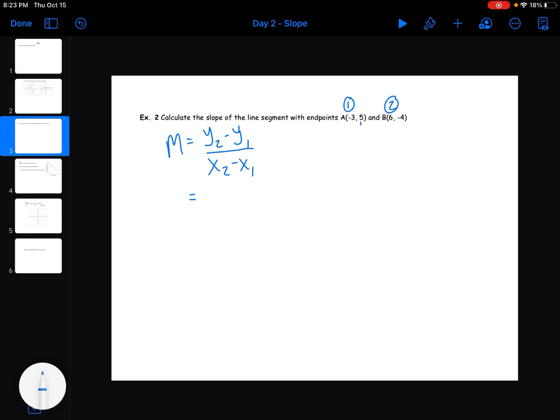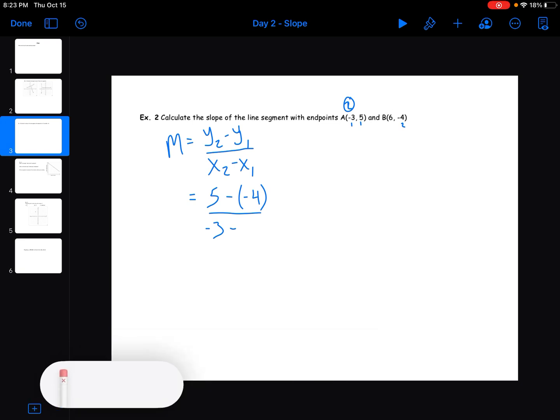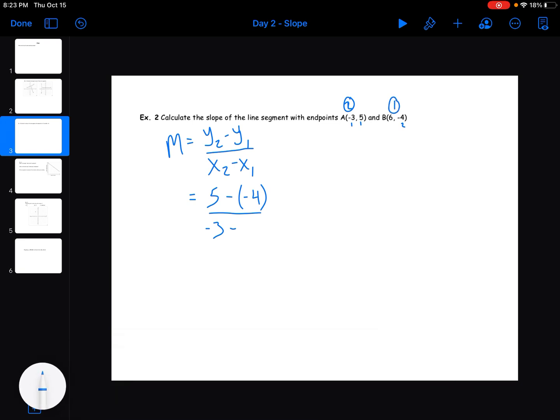So the y value in point 1 is 5 minus -4, the y value in 2, over the x value in 1, -3 minus, oh, I did this backwards. So let's just change that to a 2 and this to a 1, because I want to make sure I'm doing this the right way. Sorry, guys. I did that backwards. Because we're always doing y2 minus y1, I did 5 minus -4. So that made these 2's, and it made these 1's.